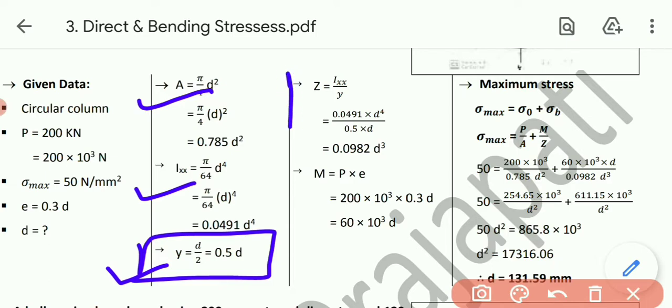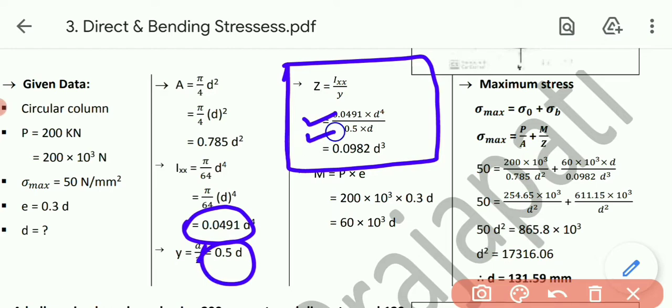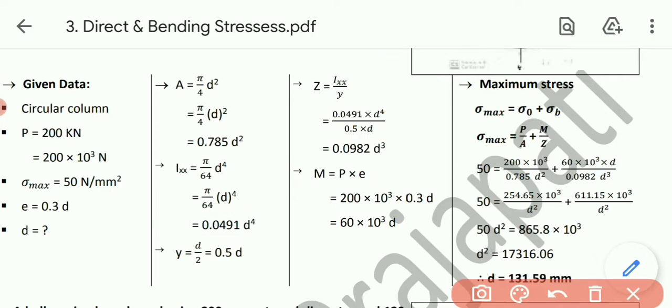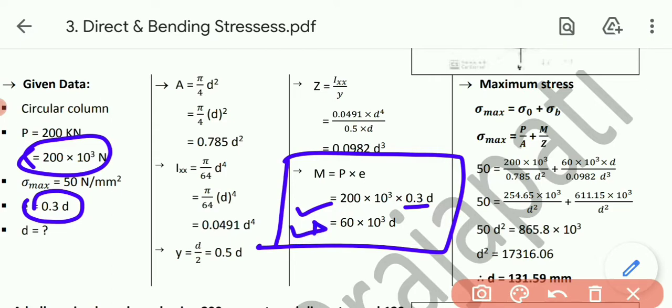So I got area, MI and CG all in terms of d. So I will calculate now Z, that is I by y. I is 0.0491 into d raised to 4 and y 0.5 times d. By simplifying this one, I will get the answer 0.0982 d raised to 3. Then moment, P into e. Now P is given to us 200 into 10 raised to 3, while eccentricity is given in terms of diameter, 0.3 times d. Simplifying this one, I will get the answer 60 into 10 raised to 3 into d.